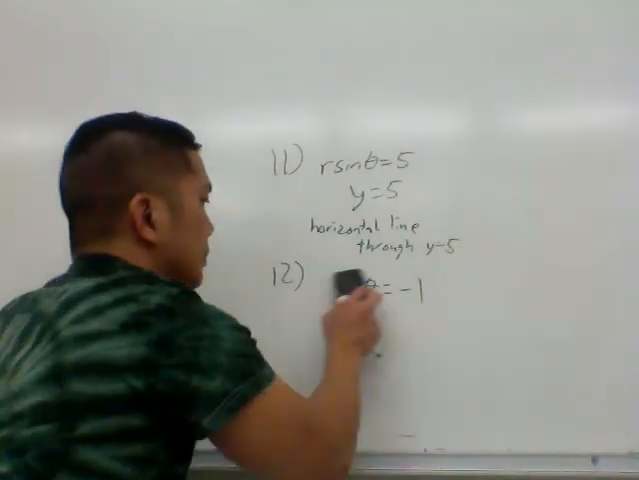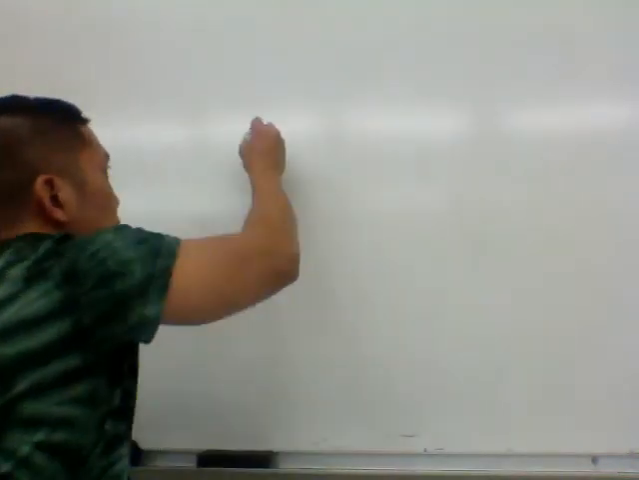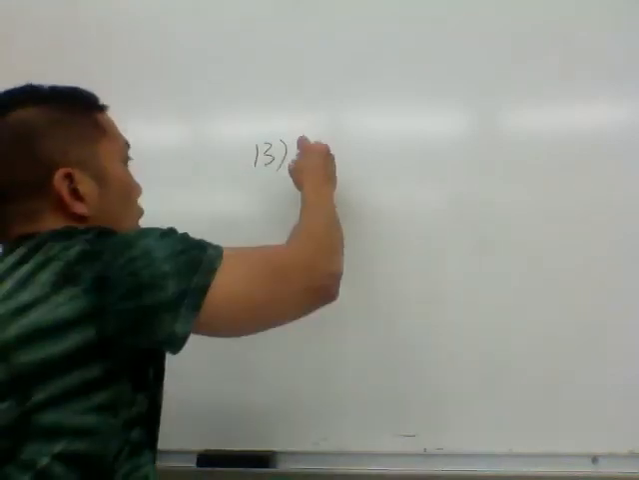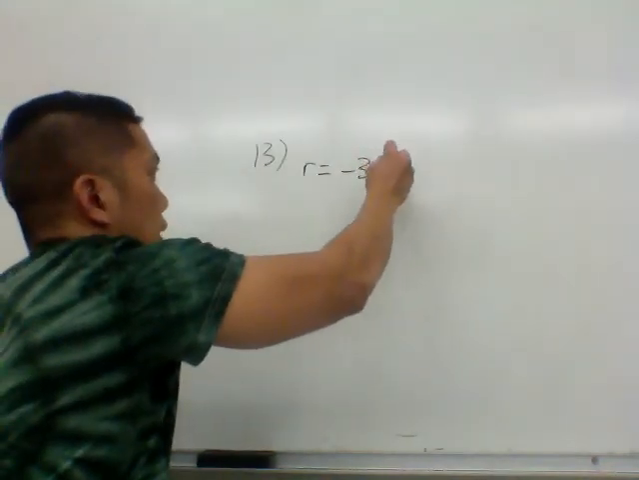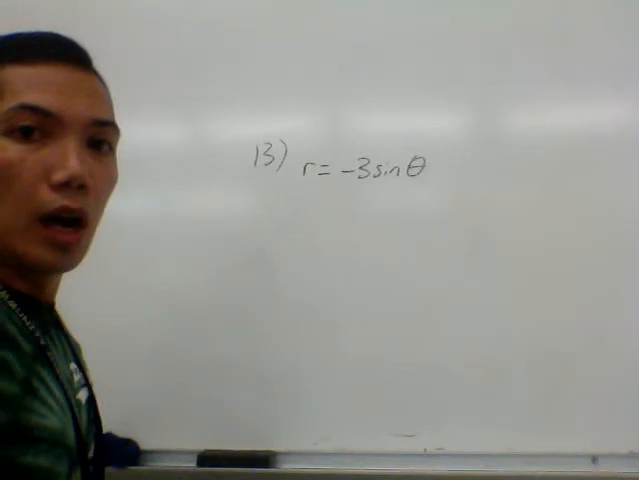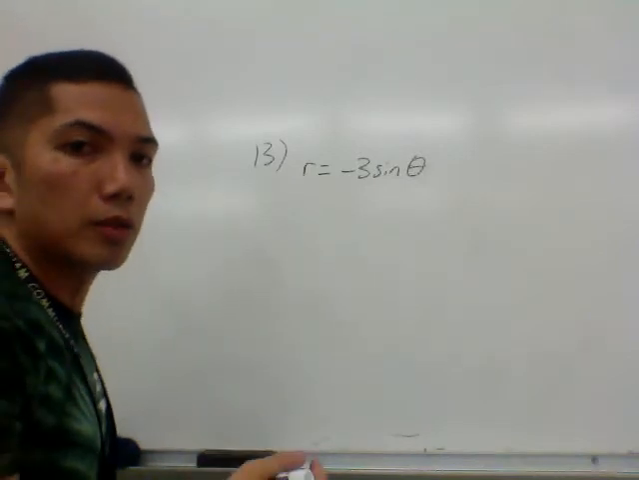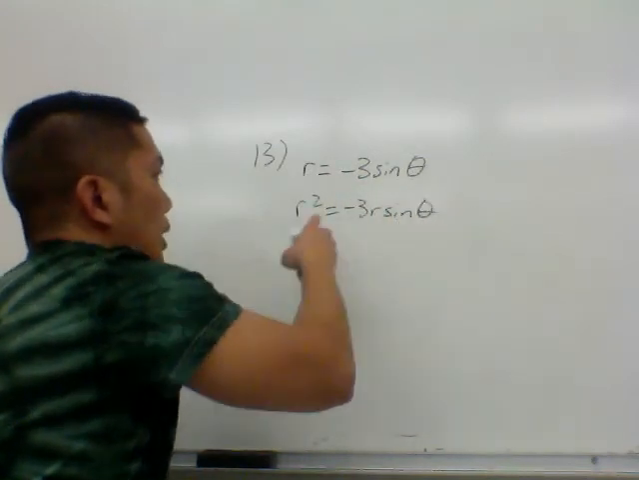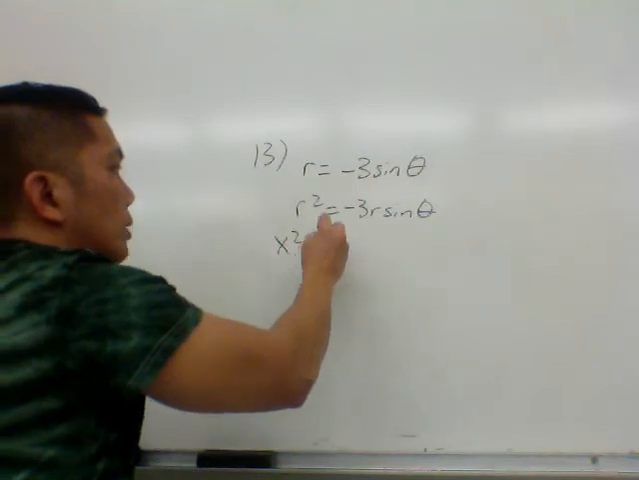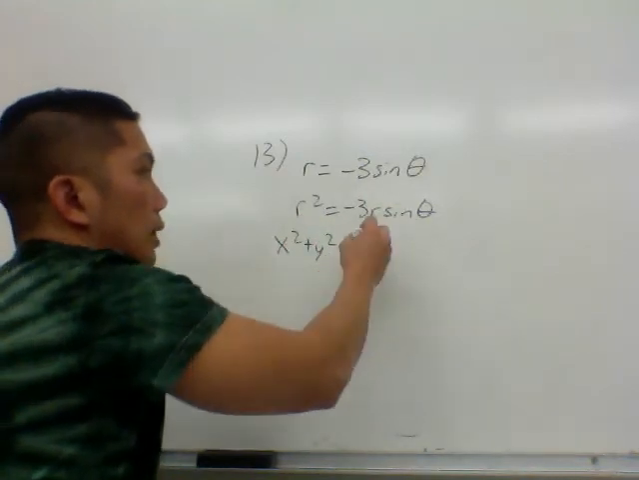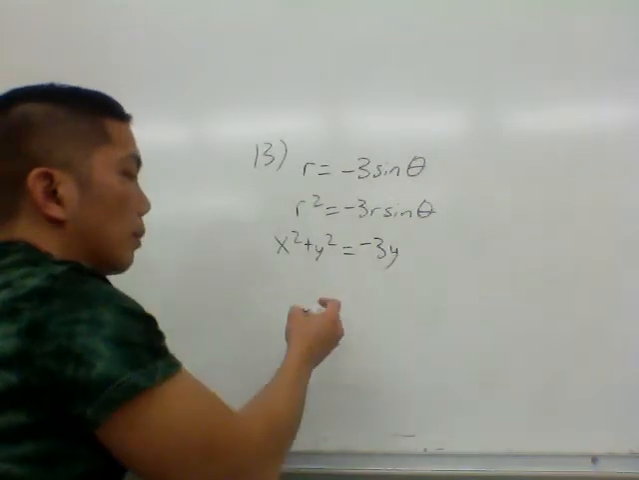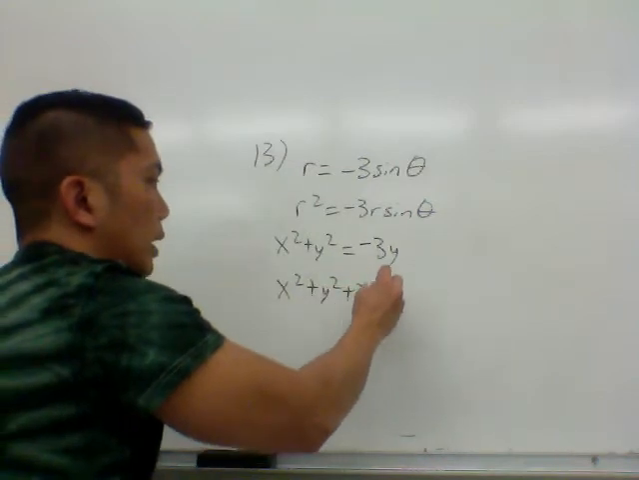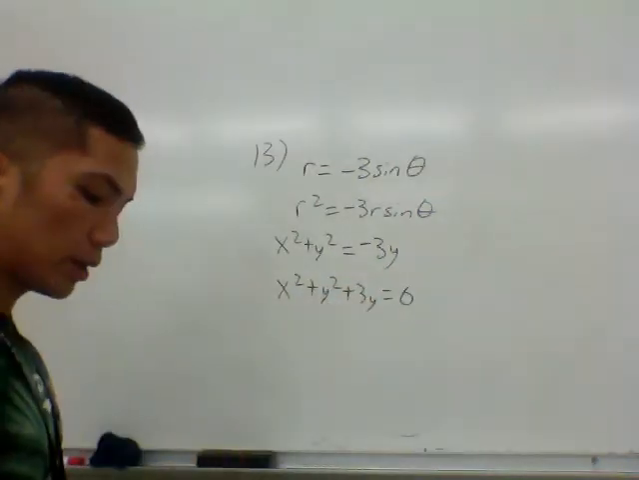Number 13 is going to be r is equal to negative 3 sine theta. I'm going to multiply both sides by r, and I get r squared is equal to negative 3r sine theta. I replace r squared with x squared plus y squared, and I replace r sine theta with y. I'm going to move the negative 3y to this side, so I have x squared plus y squared plus 3y is equal to 0. And then now I'm going to complete the square.